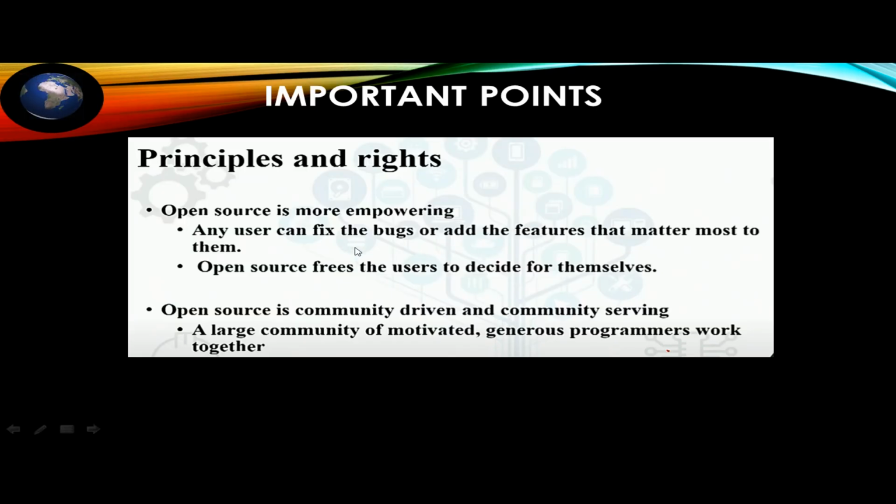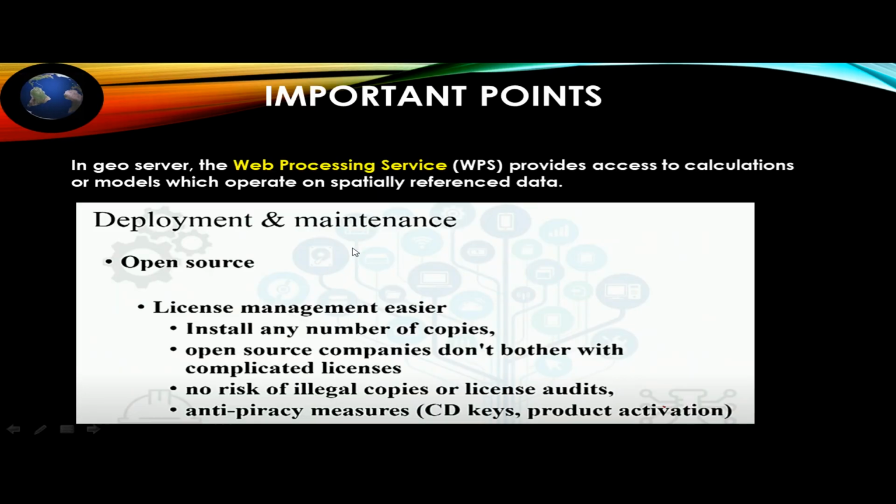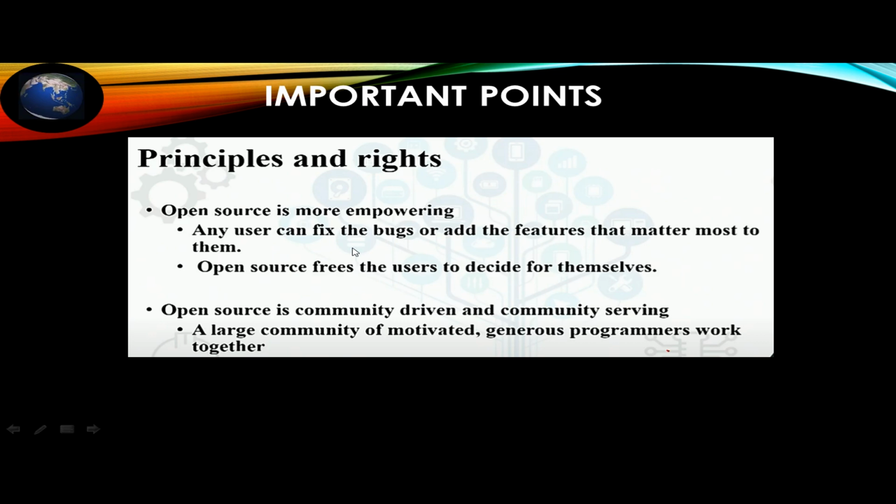So, principle and rights with open source software: any user can fix the bug. If you are facing any issue and you are aware of the coding behind it, whether it is Python or R, you will be able to resolve the bug. So with open source, users can freely decide for themselves. Sometimes these interfaces have their own community; if you go to their pages, they will have some community group. So you have to get involved.